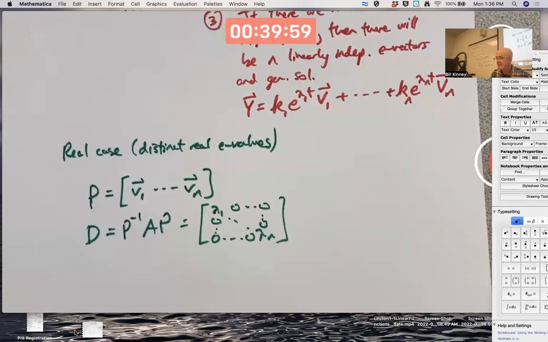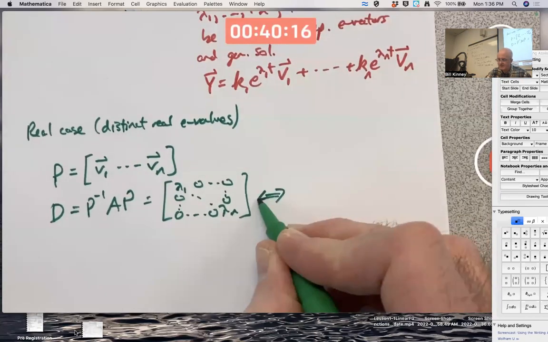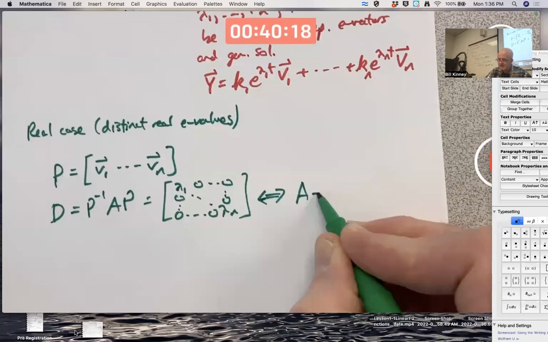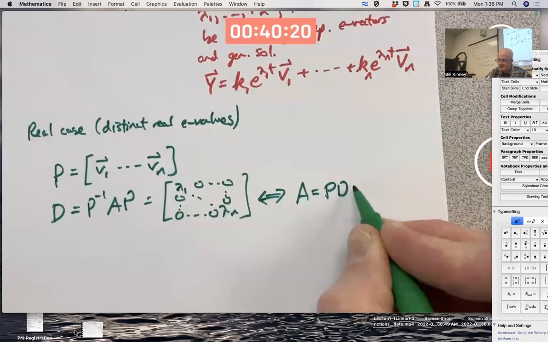D and A are similar matrices here. When this kind of relation holds, they have the same eigenvalues. They have the same determinant, same trace. That even holds in higher dimensions. This equation is equivalent to the equation A equals P D P inverse.